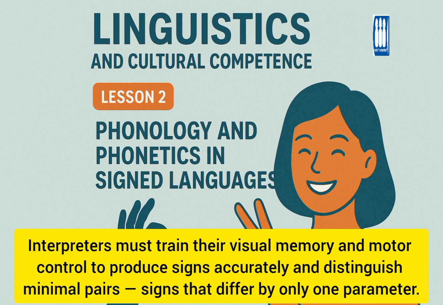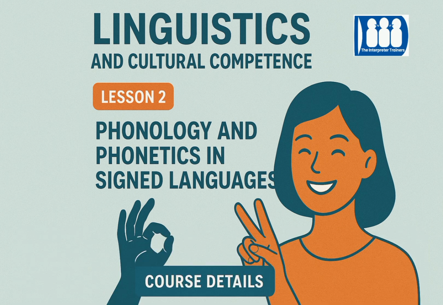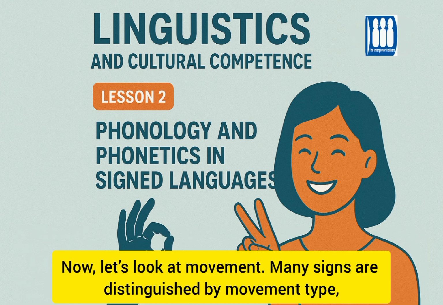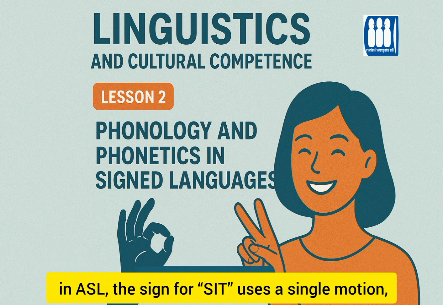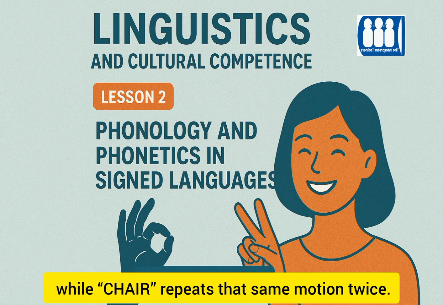Interpreters must train their visual memory and motor control to produce signs accurately and distinguish minimal pairs, signs that differ by only one parameter. Now, let's look at movement. Many signs are distinguished by movement type, direction or repetition, for instance. In ASL, the sign for sit uses a single motion, while chair repeats that same motion twice.